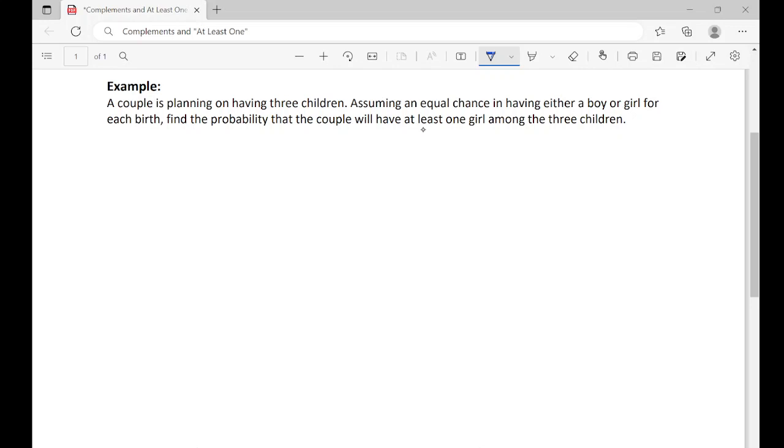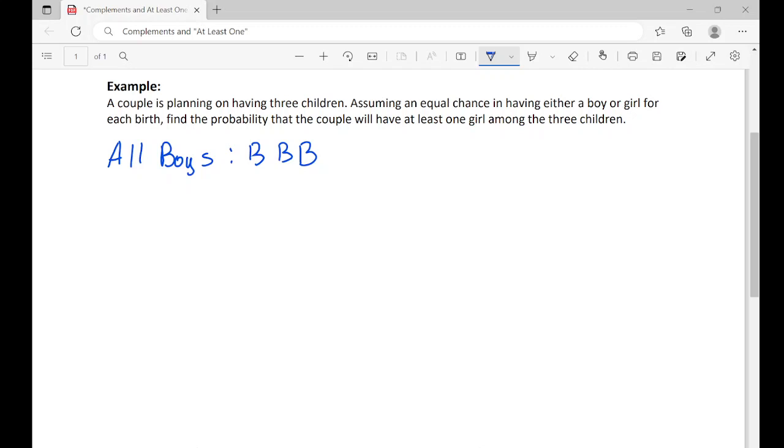So we want at least one girl among 3 children. Well, that's easy enough. You have a girl, 2 boys, 2 girls and a boy, all girls, but there's different combinations. But we can actually just find out what we don't need. The one thing we don't need is all boys, which means we don't want to have a boy, a boy, and a boy. That's the one thing we were trying to avoid for our question. So how do we find the probability of having all boys?